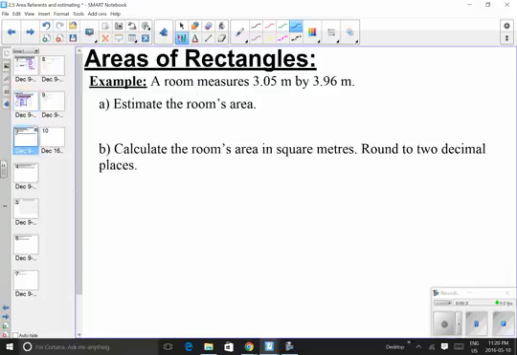All right, example number 1. A room measures 3.05 meters by 3.96 meters. I want to just estimate the room's area. All right, so 3.05, that's pretty close to 3. And 3.96, that is just a hair under 4. All right, so this is pretty close to 3, and this might as well be 4. So my area is length times width.